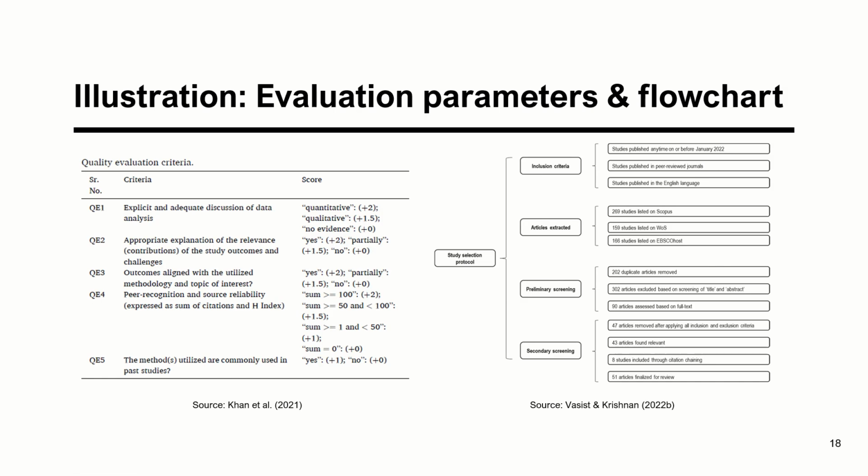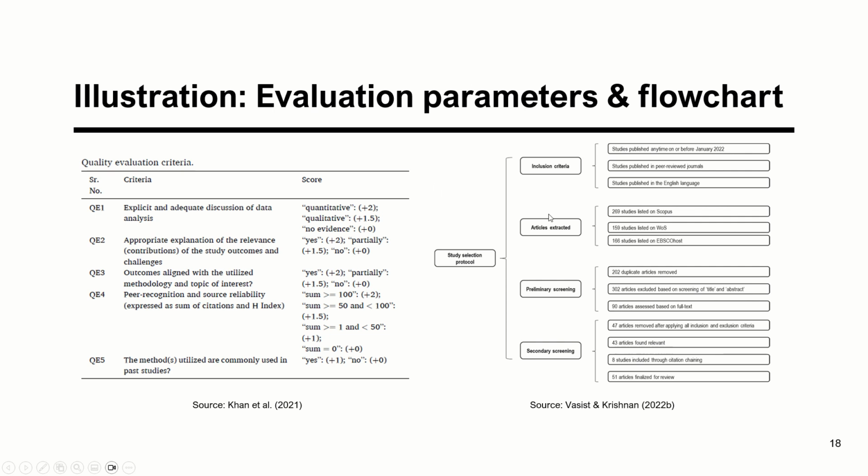Now, evaluation parameters, you can take it a few notches higher where you are actually putting in scores. You're putting a quality evaluation criteria in terms of each paper. If it's a quantitative paper, it scores a +2. If there is no evidence, it doesn't score anything. In terms of relevance of the study, outcomes and challenges, if it's partial, it's a 1.5. If it's a yes, it is a 2, and so on. So this way, if you're able to put forth clear quality evaluation criteria and be able to even publish that as part of a table or something, that further establishes that you've been very thorough in filtering out literature and selecting the final corpus.